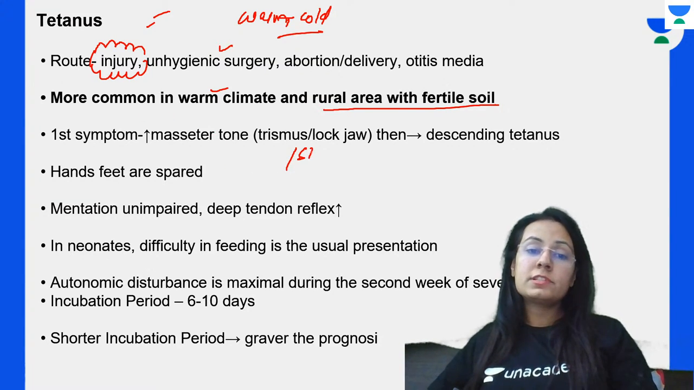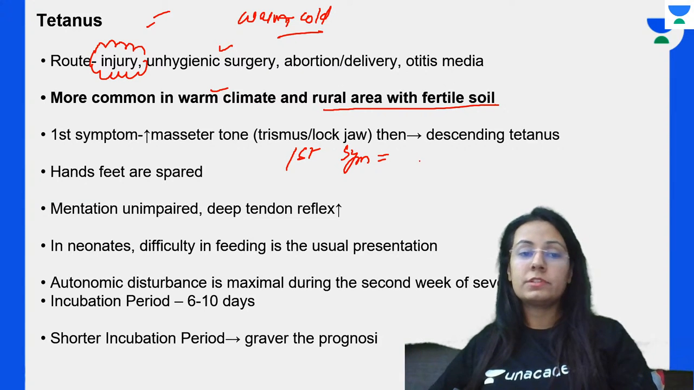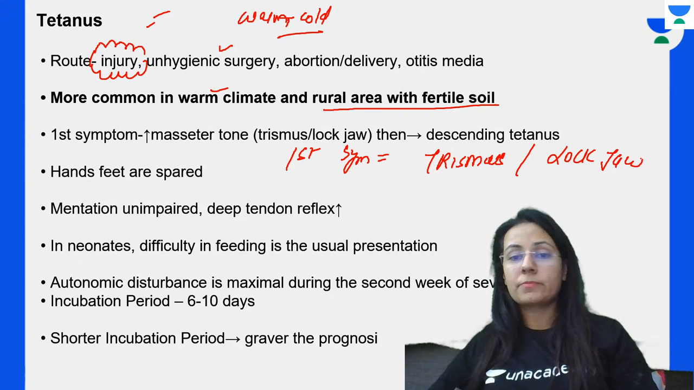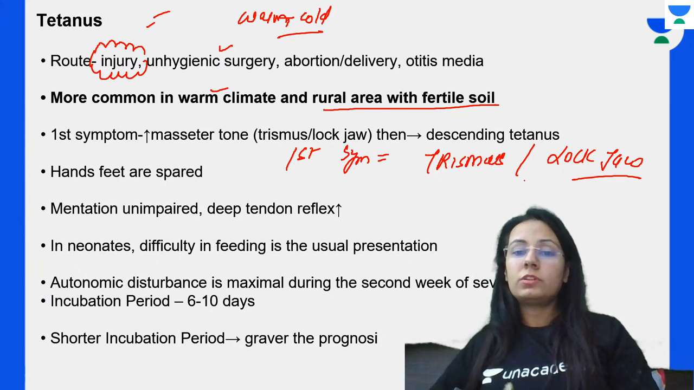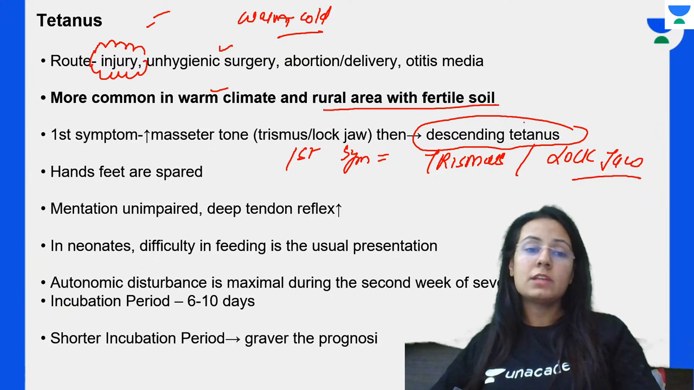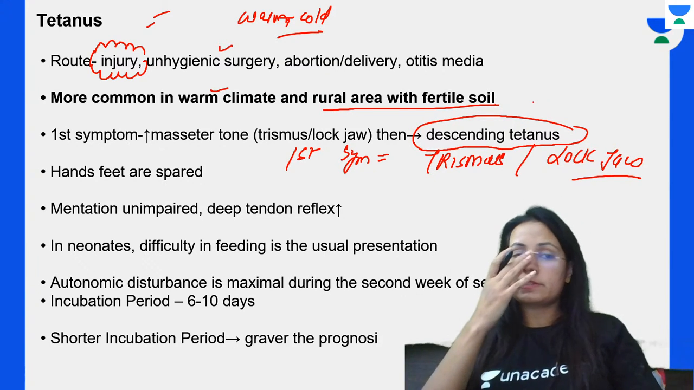And what is the first symptom? First symptom is trismus or lockjaw, because it increases the masseter tone, causing the descending tetanus paralysis. It is what? Spastic paralysis.